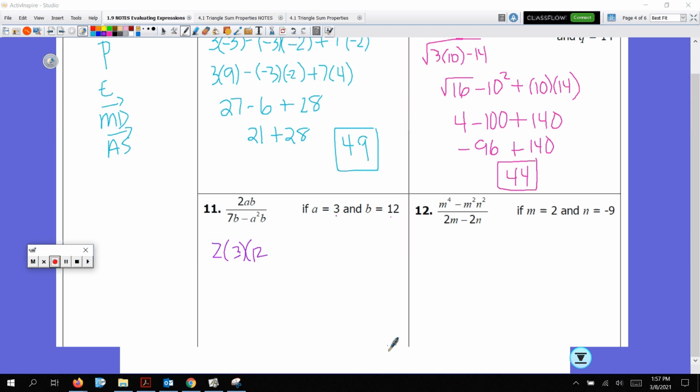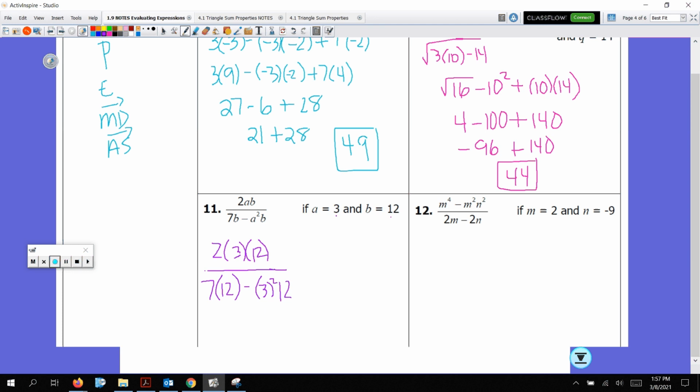So A is 3, B is 12. Boom, that's my numerator. Plugged it in. In the denominator, I have 7 times B, which is 7 times 12, minus A squared, which is 3 squared. Don't forget the exponent. All of that times 12. Boy, this looks like a hot mess.